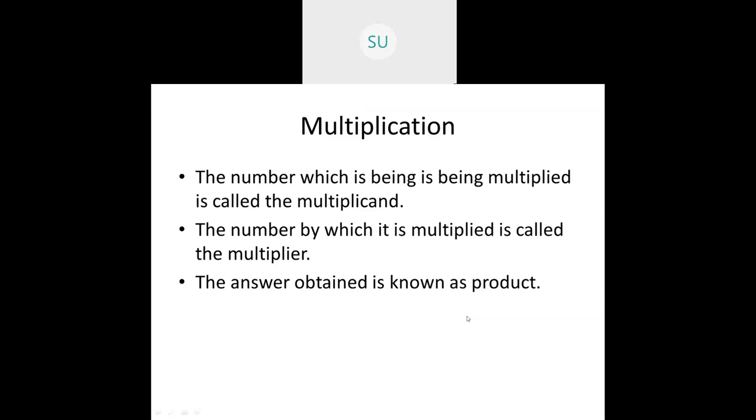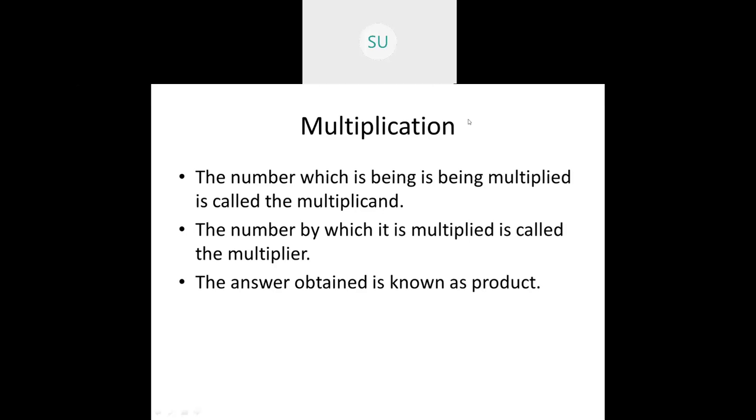Multiplication is nothing but repeated addition of two numbers, correct? Now, there are some terms you need to know when you are studying multiplication. The first term is the multiplicand. What is the meaning of a multiplicand? The number which is being multiplied is called the multiplicand. Then the number by which it is multiplied is called the multiplier.